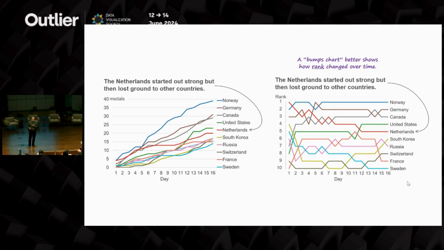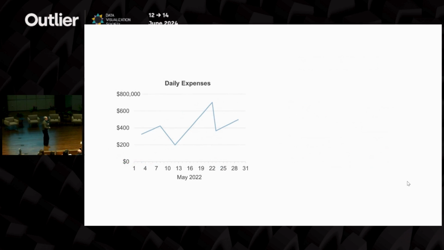And so this is a situation where, even though we're showing data over time, maybe a standard line chart is not actually the best choice. Or how about this situation?